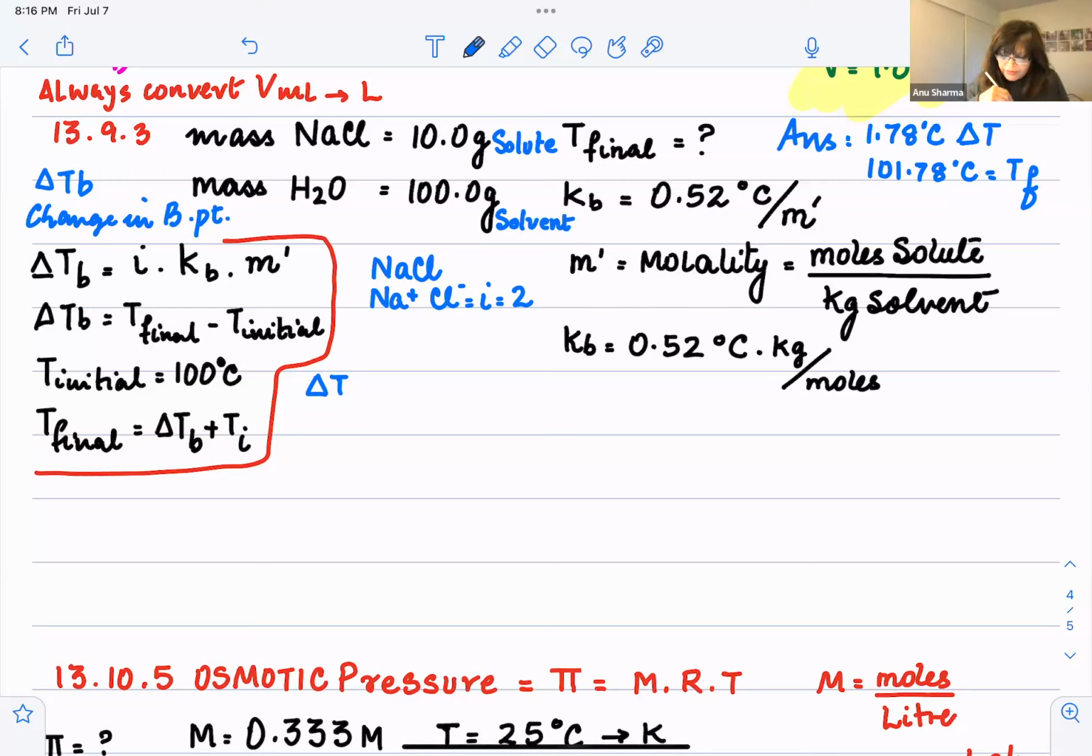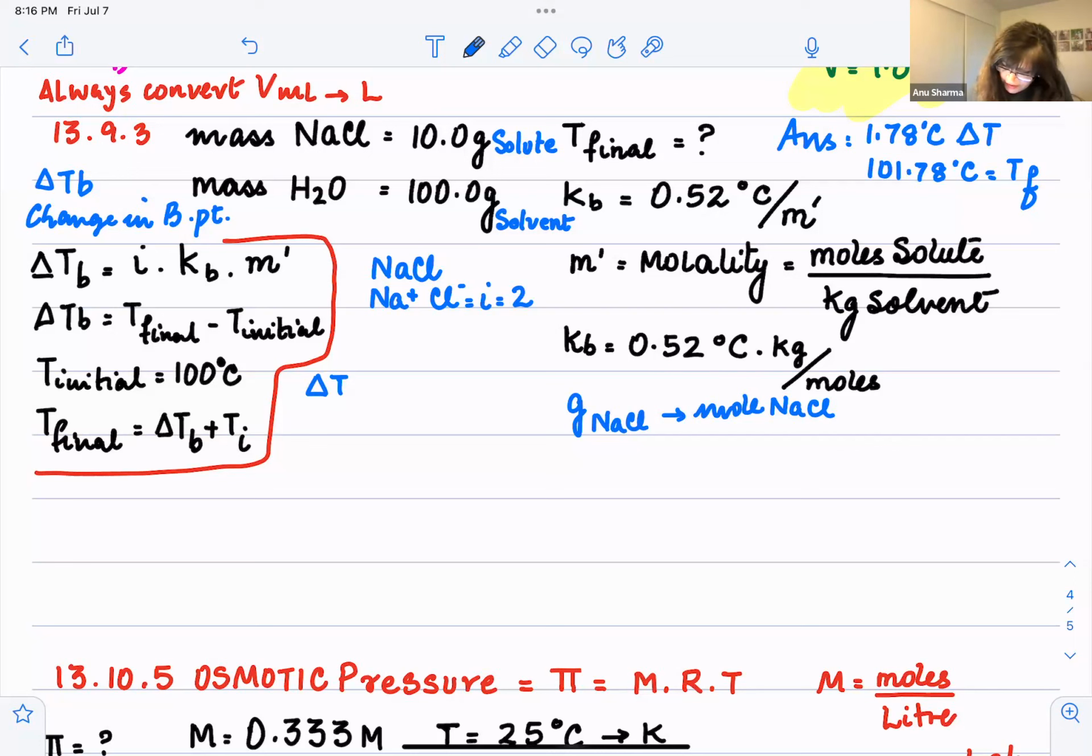So here we need to convert the grams of NaCl to moles of NaCl, because that's what you need to put in the molality. And you're going to convert the grams of water to kilograms. So let's do this. NaCl is 23 plus 35, so the molar mass of NaCl is 58.44.